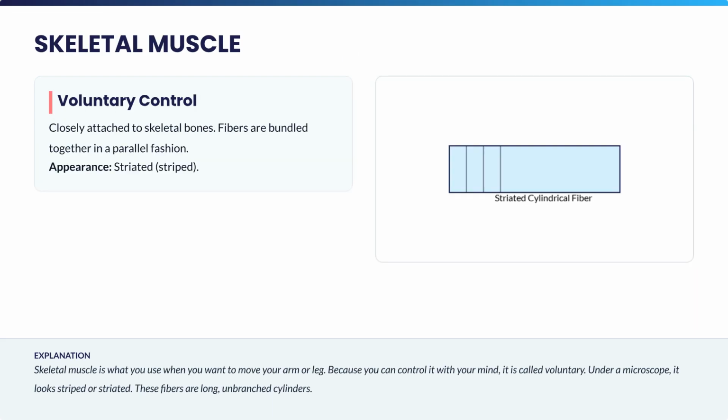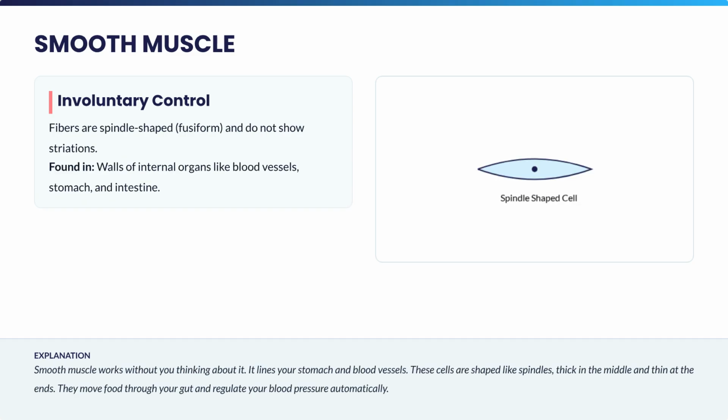Skeletal muscle is closely attached to bones and is under voluntary control. Its fibers are bundled in parallel, exhibiting a striated or striped appearance under the microscope. Smooth muscle is under involuntary control, found in the walls of internal organs like the stomach. The fibers are spindle-shaped and lack striations, regulating processes like digestion and blood pressure automatically.